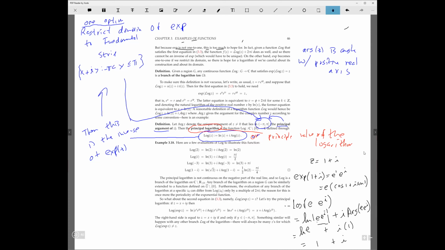Okay, so let's see here. This looks like a good place to stop for the day. So we just barely introduced the logarithm. So Log, that is kind of like the natural logarithm. In complex numbers, there's just one logarithm. You don't have different bases.